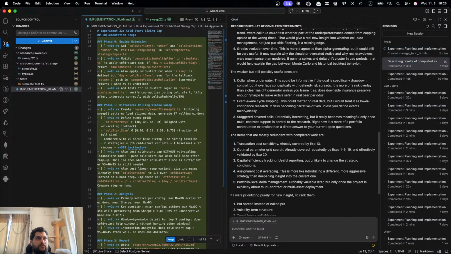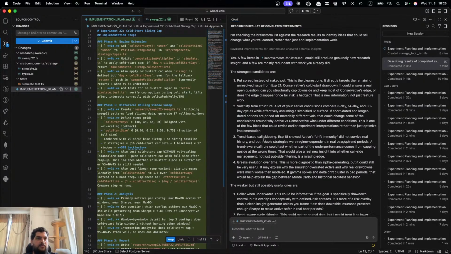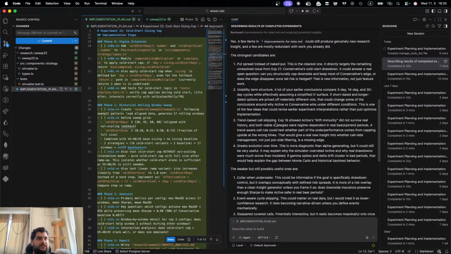So the third one was trend-based call skipping. Experiment 18 showed the active drift immunity did not survive real history, and both viable strategies were regime dependent and weak in real bear or uptrend periods. A trend-aware call rule could test whether part of the underperformance comes from capping upside at the wrong times. The Greeks' evolution over time. This is more.